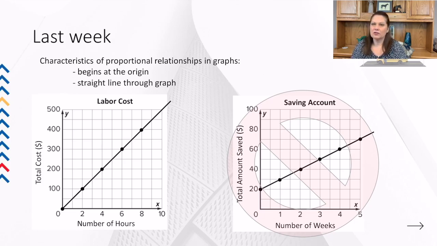Now, be careful. There are some graphs that do look like a straight line, but their increments may be slightly off, and so it gives the illusion. So you might want to check that. In our second graph, you'll notice it doesn't start at 0, 0. It starts at 20. And that can tell us something very specific about a graph, and we'll discuss that in just a minute. So let's get started.